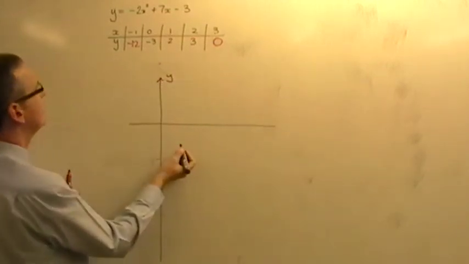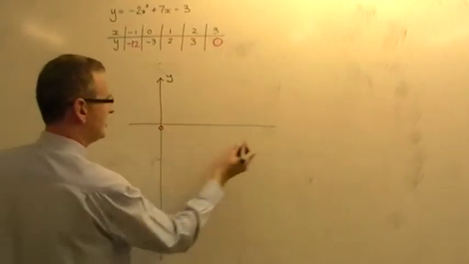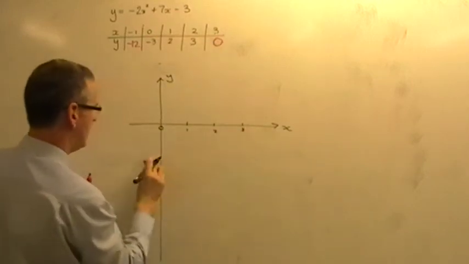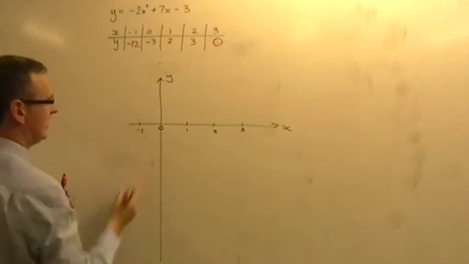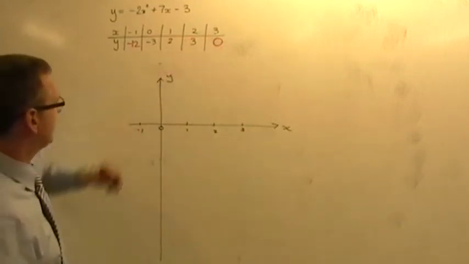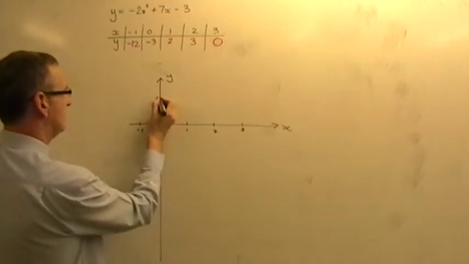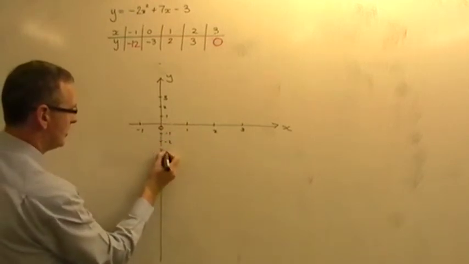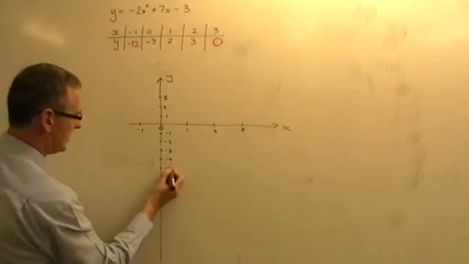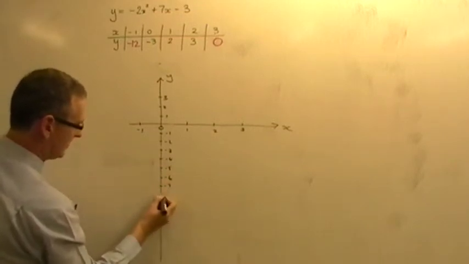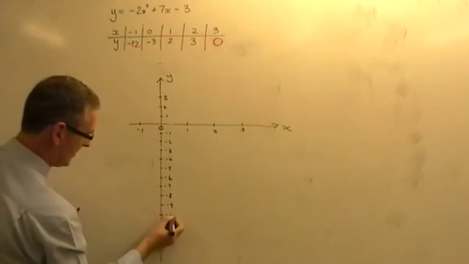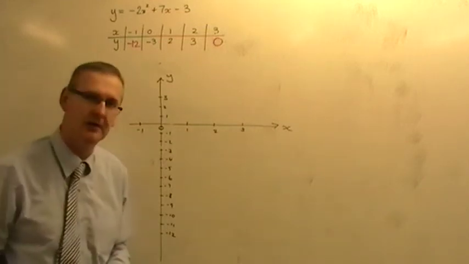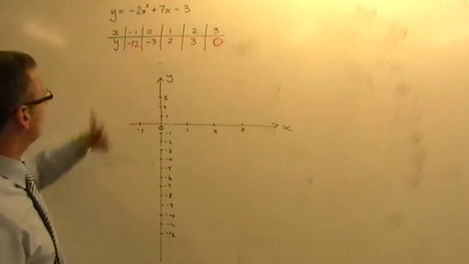So the y-axis is there, and the x-axis starts at 0, and goes up to 3. So 1, 2, 3. It goes down to minus 1, so something down here, minus 1. The y numbers go up to 3, so something like this, 1. I'll change the scale, go up to 3, and down to minus 12. So minus 1, minus 2, minus 3, and so on down to minus 12. I hope that is still in the field of view.